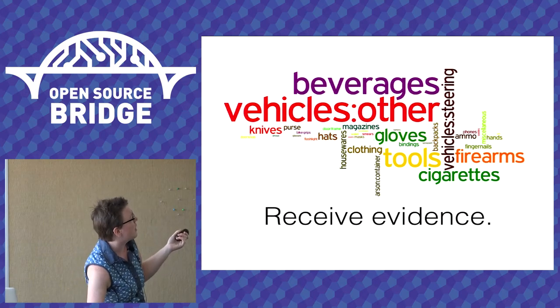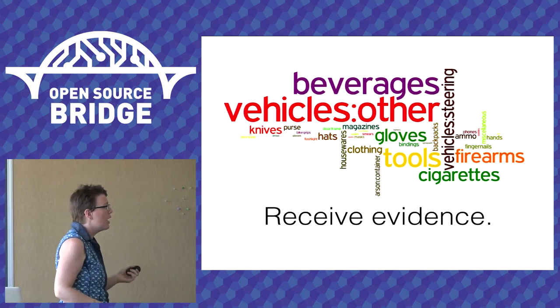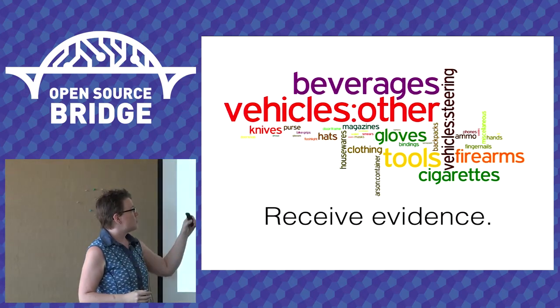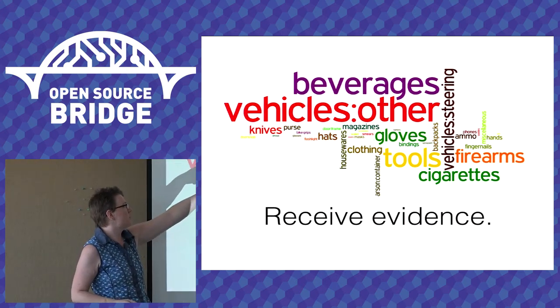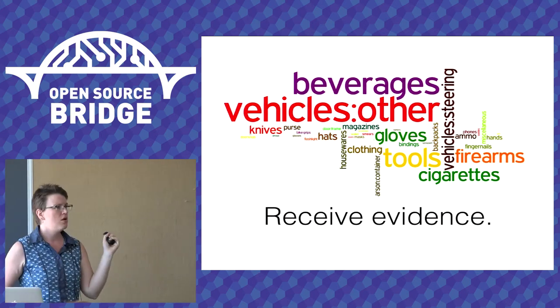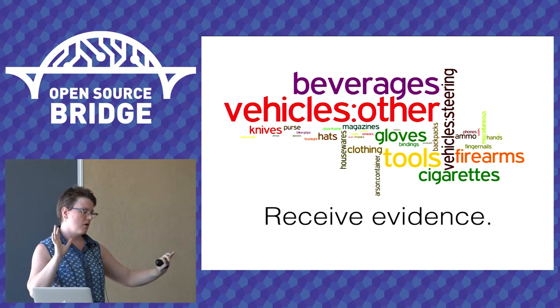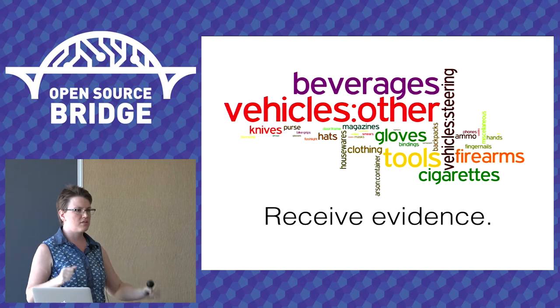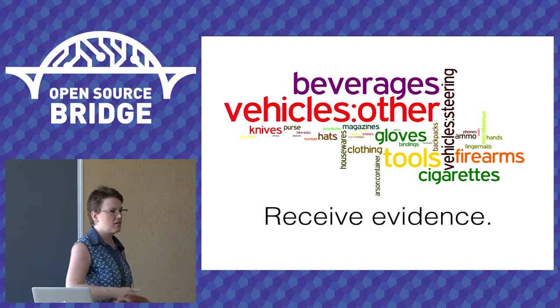So glasses, cups, bottles would be in the beverages category. I have two categories for vehicle swabs. There's vehicle steering wheels and vehicles everything else. I get a lot of tools, like large screwdrivers, crowbars, things that you would use to break into a place that you do not have a key for.